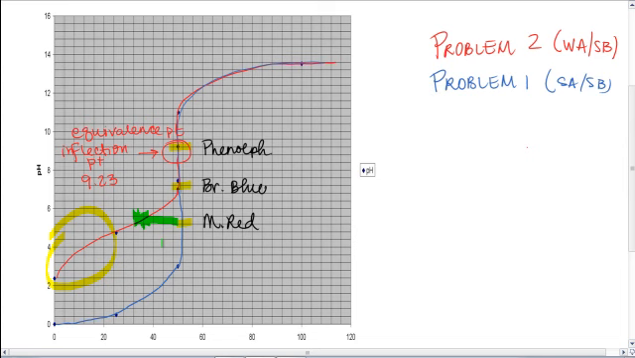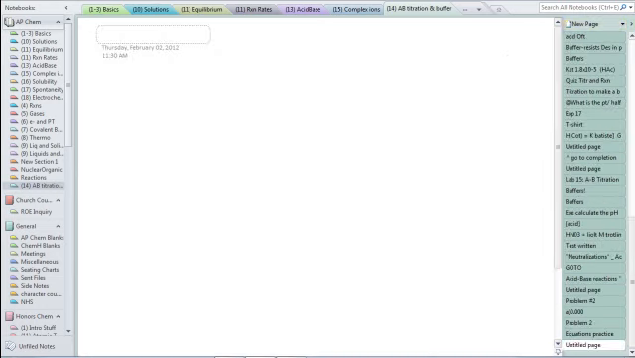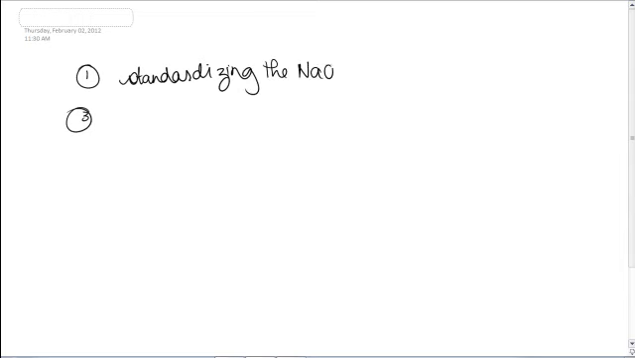So I want to just make a comment about the lab very briefly, and then we'll be done. So tomorrow's lab, there's going to be 2 parts. Like I said, parts 1 and 3. Part 1, you are going to be standardizing the sodium hydroxide.